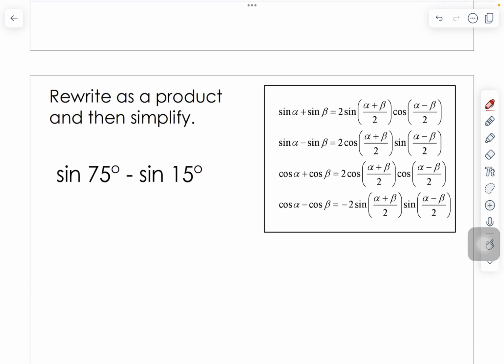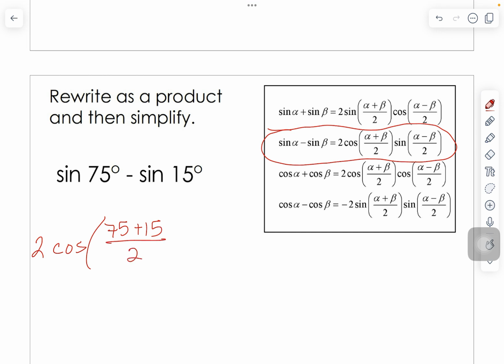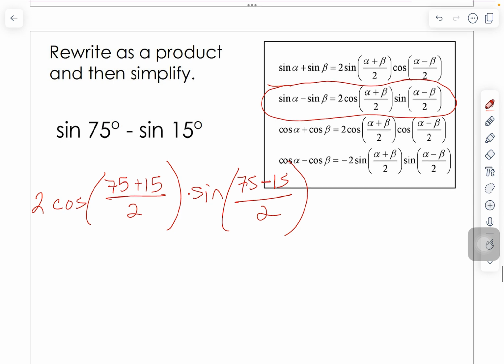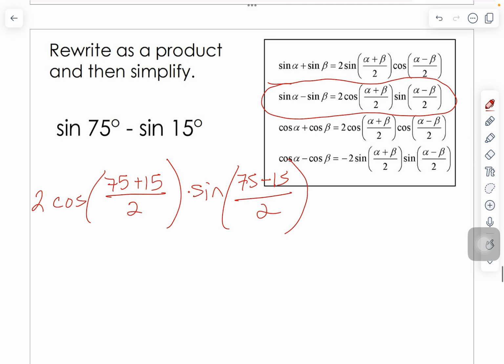So here I got sine minus sine. So I'll grab this guy right into here. So 2 cosine of 75 plus 15 over 2, times sine of 75 minus 15 over 2. Okay, 75 and 15 is 90, divided by 2, that's going to be 45, so the cosine of 45.